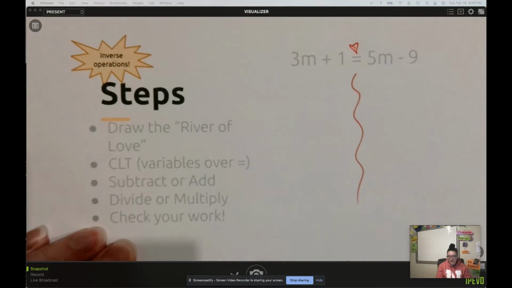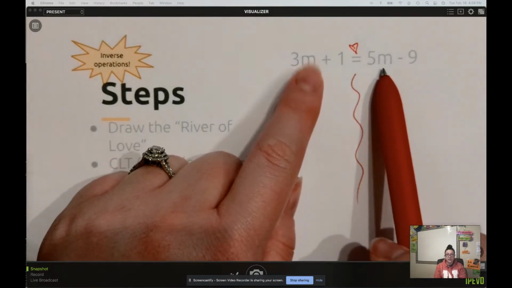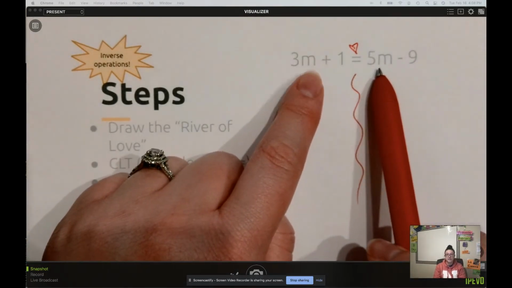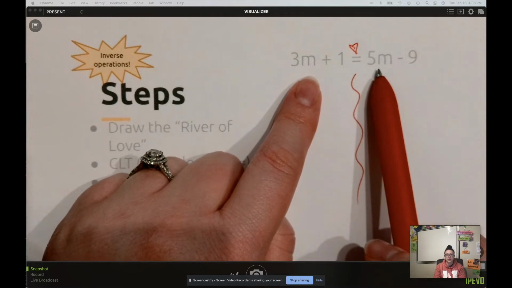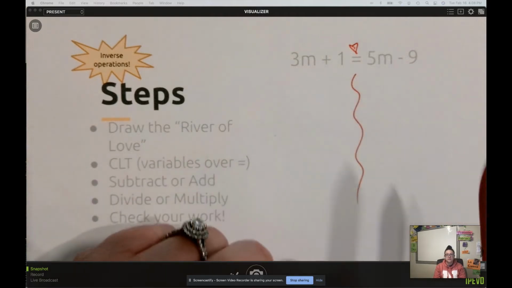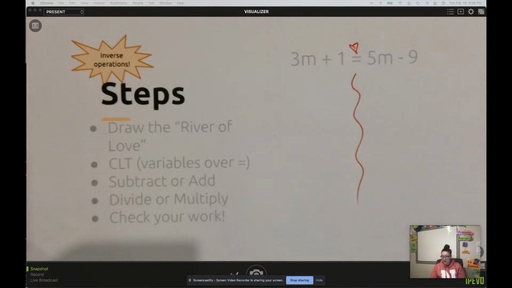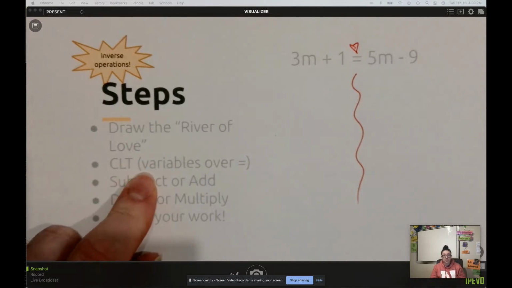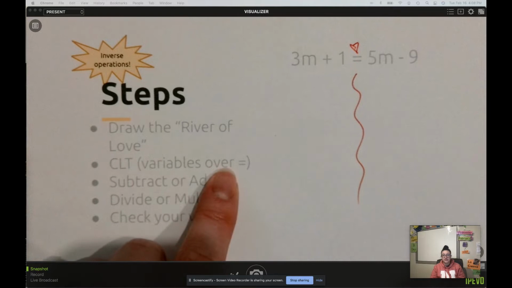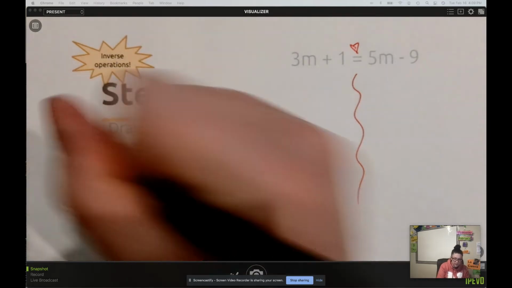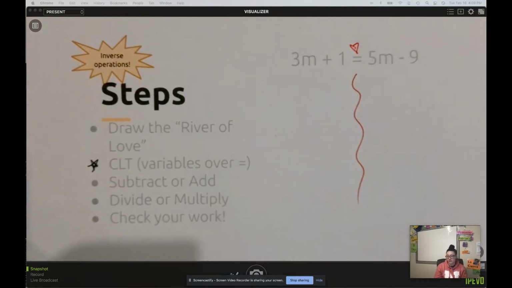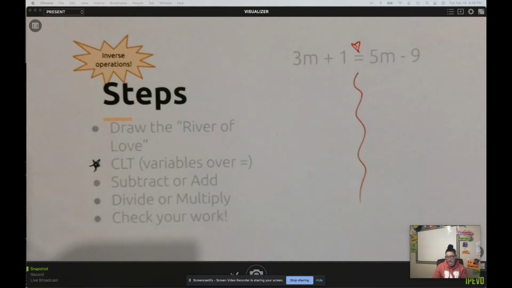Again, our equations look the same, except now we have variables on both sides. First, we need to combine our like terms. We need to get those variables together over the equal sign, over the river of love. This is that step where I suggest you move the smaller one to the bigger one so that we don't have to work with negatives, hopefully.